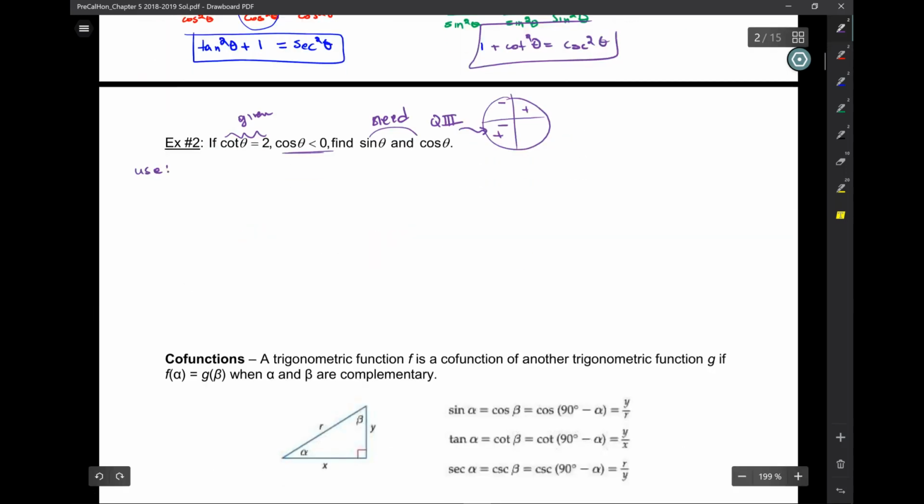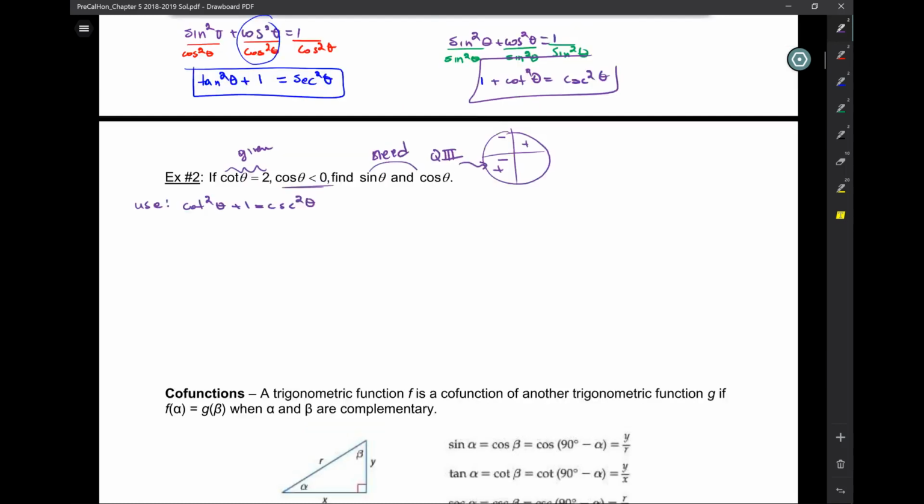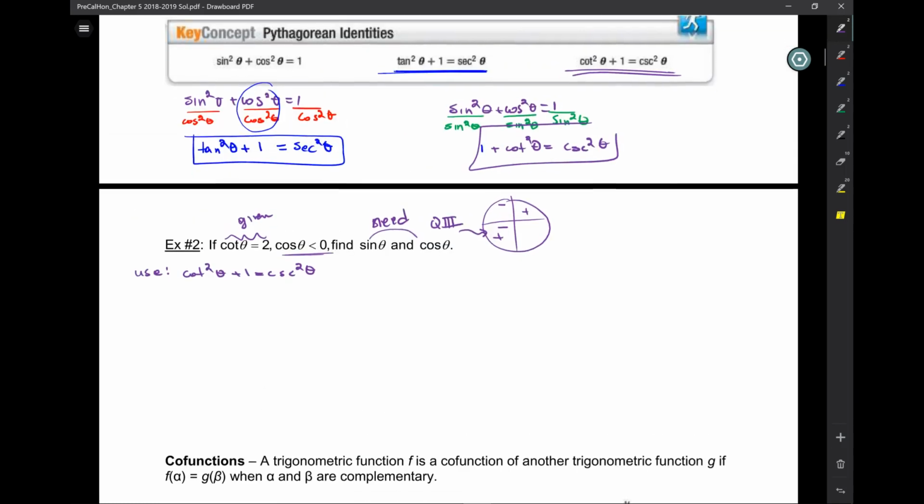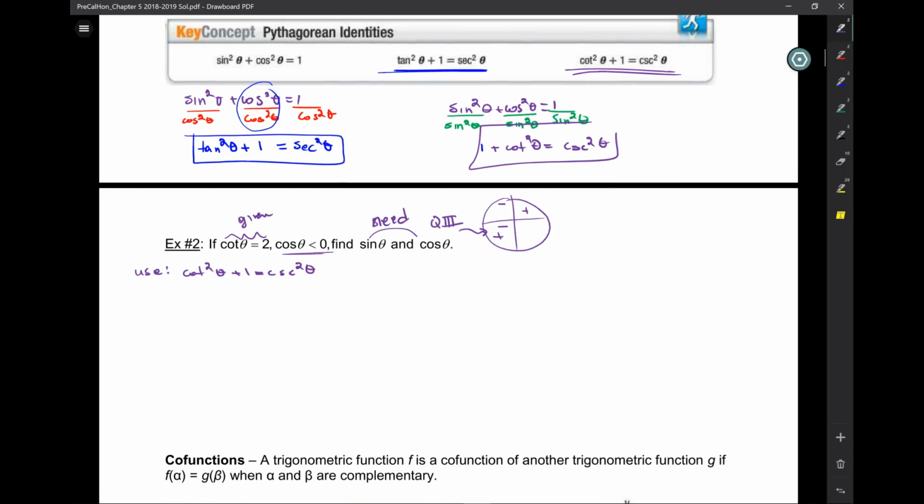How do you know when you can use the Pythagorean identity? Well, if you can find any identity that you can use where there's only one unknown, you're free to use it.